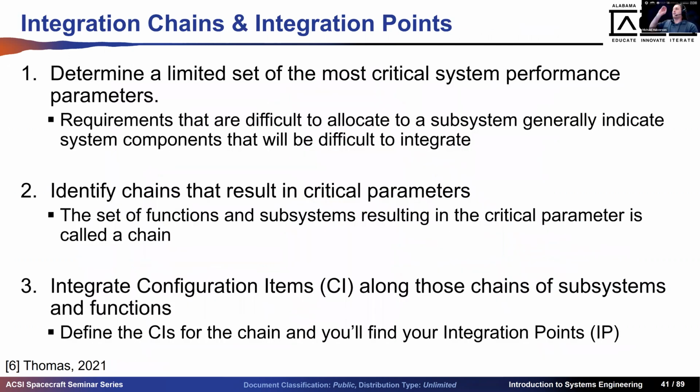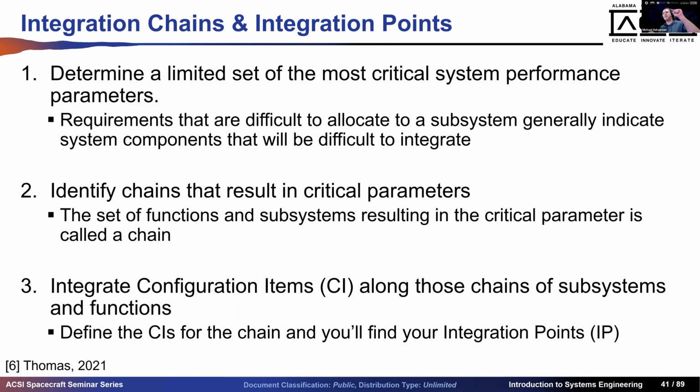Okay. There's some general guidance that should help everybody do this successfully. You want to determine what your critical system parameters are, and that is generally technical performance, which there's a section on here in a little bit. So if you have a hard time allocating a requirement to a subsystem, that is a good indication that that component is going to be difficult to integrate. It's going to be difficult to get your behaviors and use cases out of that integrated configuration item.